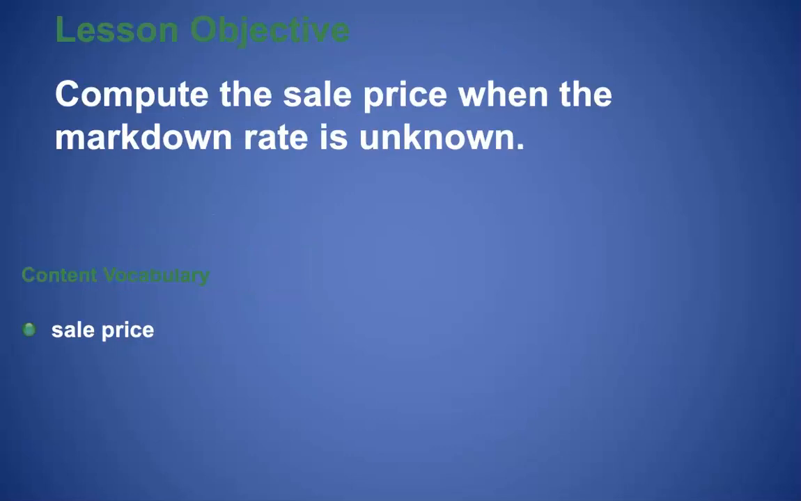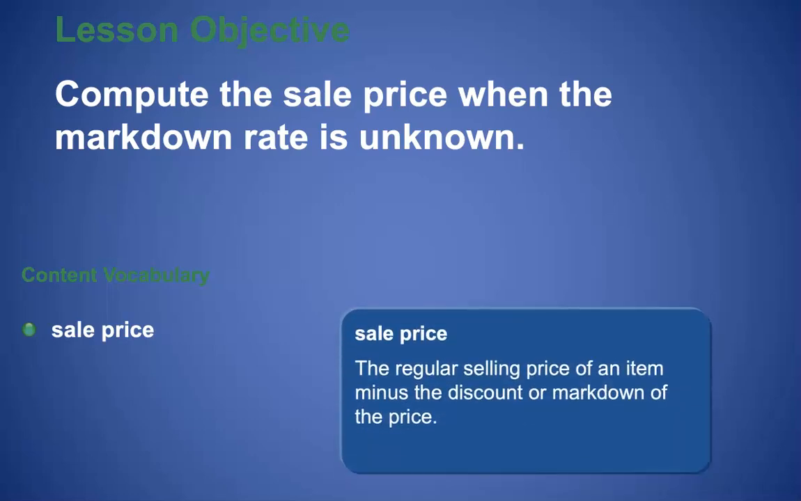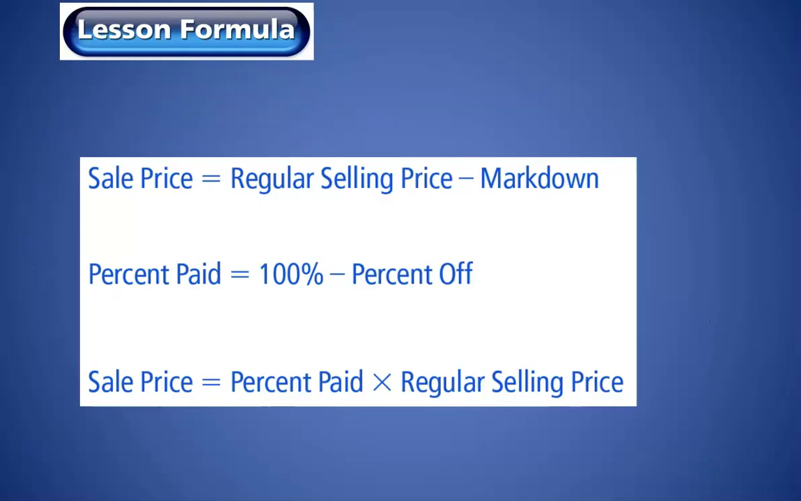The lesson objective is to compute the sale price when the markdown rate is unknown. The regular selling price of an item minus the discount or markdown of the price is actually the sale price, how much you are going to pay. So lesson 6.6 was kind of a lead on to lesson 6.7. So on your notes, I would definitely just write this one.